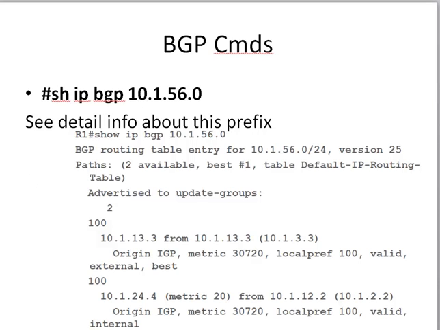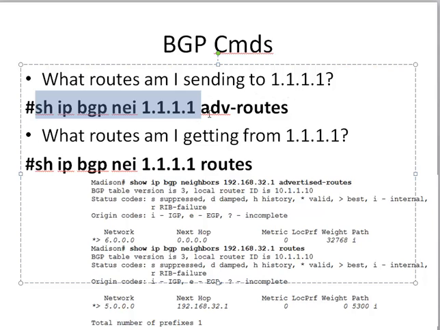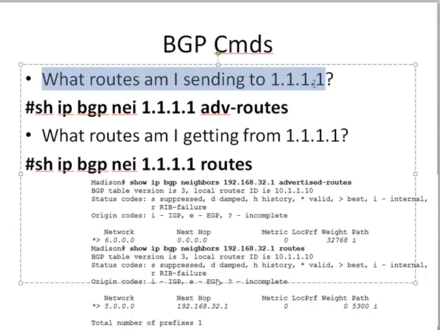Show IP BGP I talked about a little bit already, so I'll skip through that. BGP commands that we could also use, and once again, these are questions you might get in an interview that are pretty helpful to know. When you put show IP BGP neighbor and add on the advertised-routes command, right here it says what routes am I sending to my neighbor of 1.1.1.1.